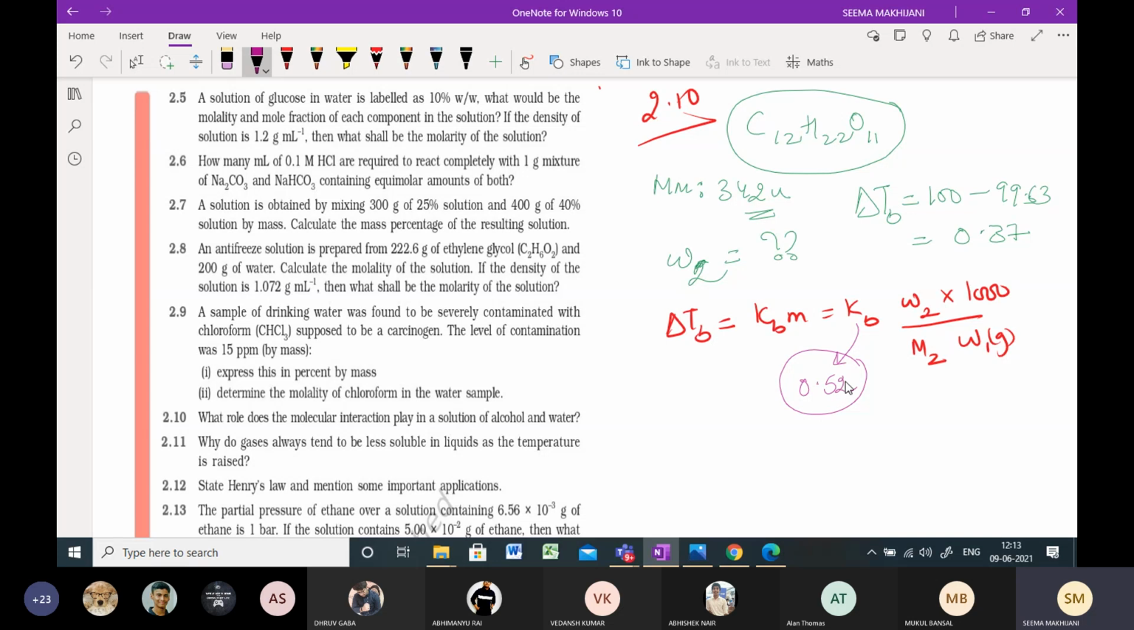Now after this you are given delta TB. We calculated it to be 0.37, as you can see here, is equal to Kb, of course. Kb is 0.52 first, times the weight of the solute, you have to calculate W2. The molecular mass of the solute is 342. Just a minute.